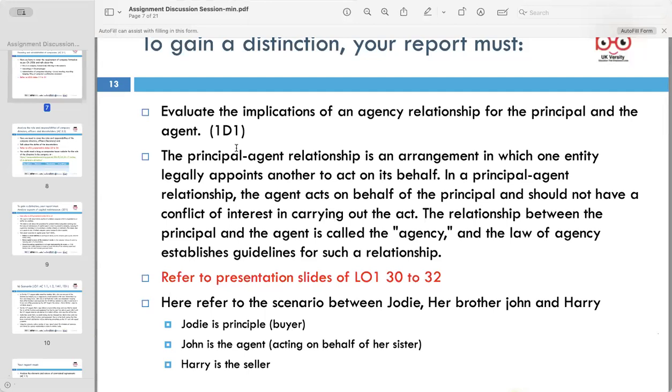You understand now? Yes. But for merit or for pass, you will come to the point straight away. We'll talk about Jody said this and Harry this. But here you will explain agency and relationship for the principal and the agent. Then you will talk about Jody and Harry. Jody is a principal and John is an agent. Before going to Jody and Harry, you will explain about agency and principal. Then you will talk about them.